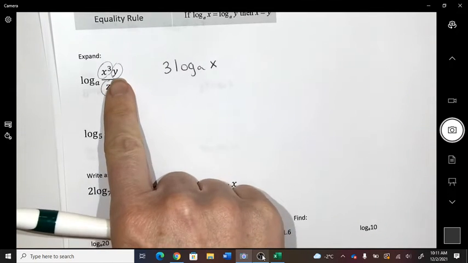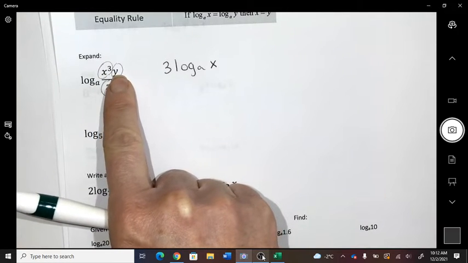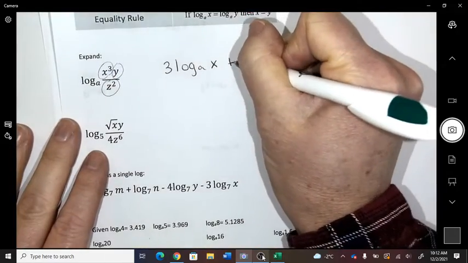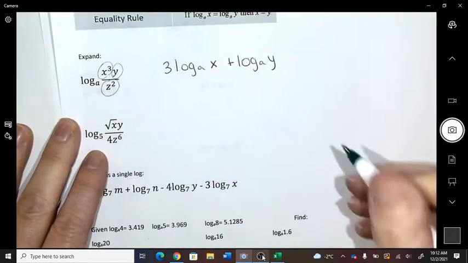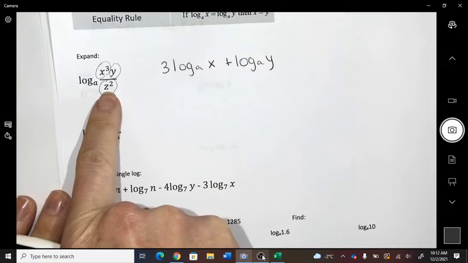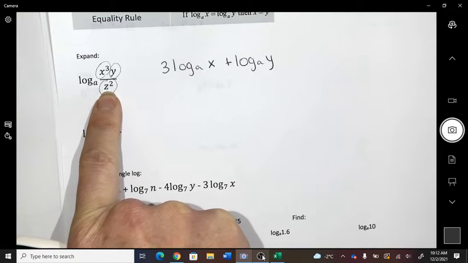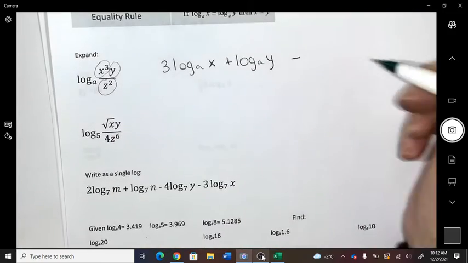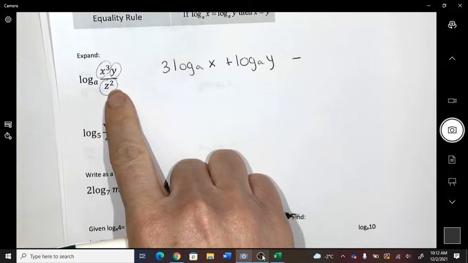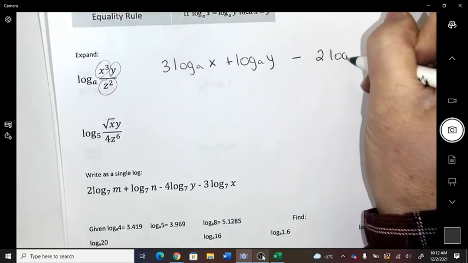Okay, now the y, this was connected with multiplication. So I'm going to split it apart with an add. This z part is a divider. So when I split dividers, I subtract. And then it had an exponent of 2, so the 2 could become a coefficient multiplier?